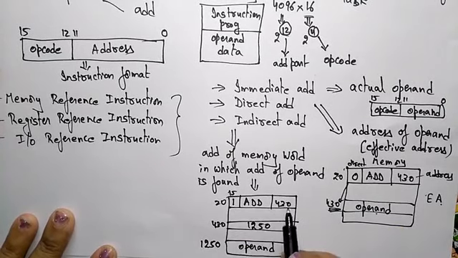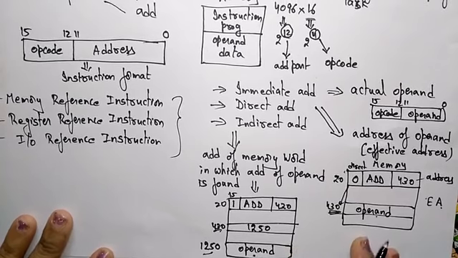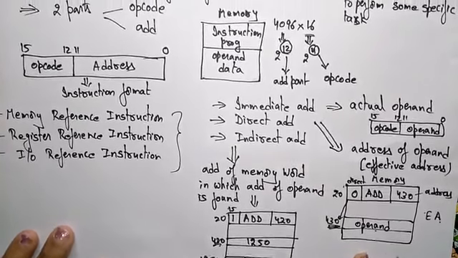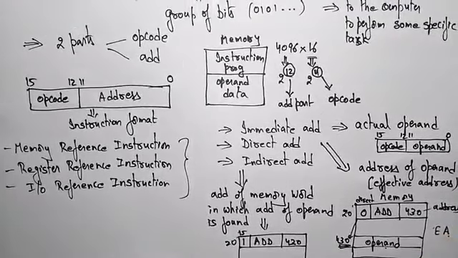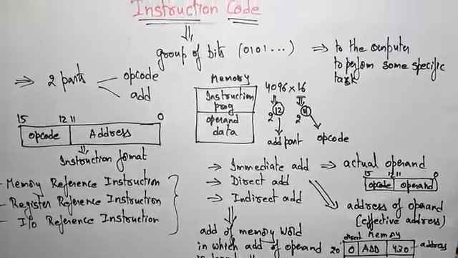In this instruction, for indirect addressing, the address of the memory word is 430. In that memory word the address of the operand will be found. Here the address of the operand is 1250. In the particular 1250 location, you will find the operand. So this is indirect addressing. These are the different formats of the instruction code. Thank you.